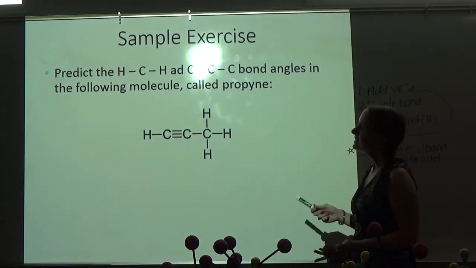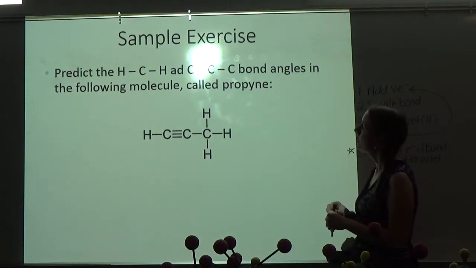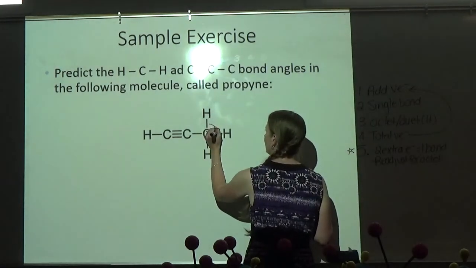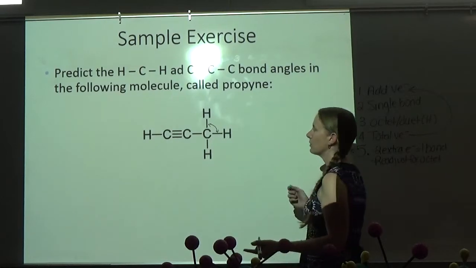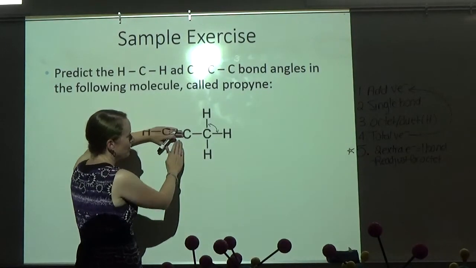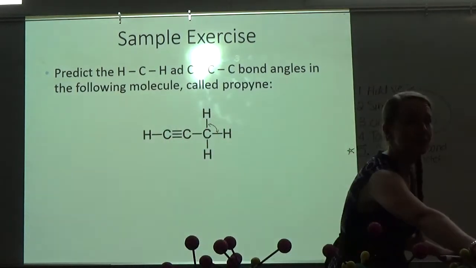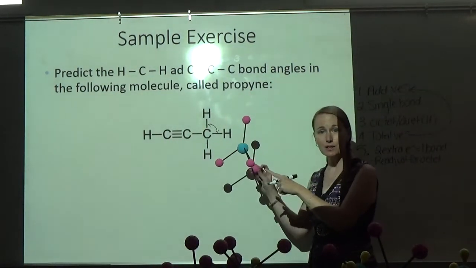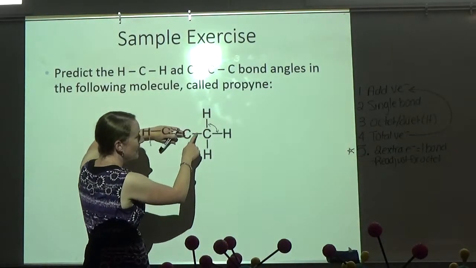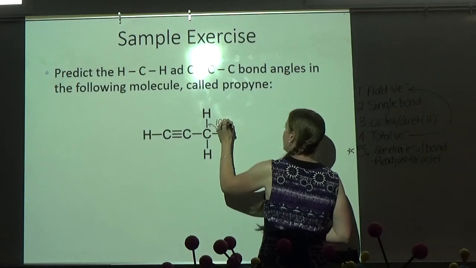All right, so it says predict the HCH and the CCC bond angles in the following molecule called propyne. All right, so we have HCH. So in other words, we're looking right here. Or you could look right here, either one works. HCH. So again, I'm going to cover up the rest of the molecule. So if you look, I have 4 domains. 4 domains makes tetrahedral. Tetrahedral has bond angles of 109.5. All my domains pretty much are the same type, single, single, single. So I can predict that I would pretty much have a 109.5 bond angle.